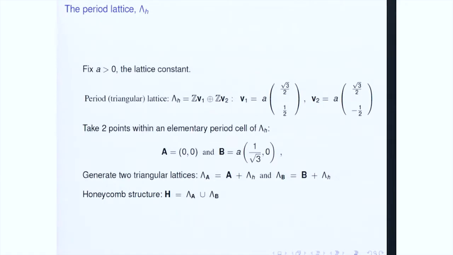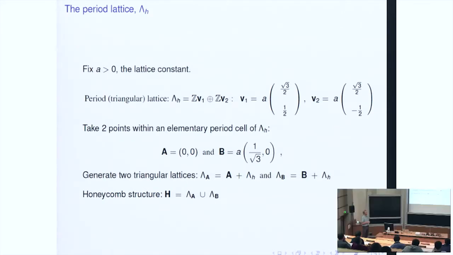Now, to get the honeycomb structure, what you do is you take 2 points, often denoted A and B, as base points, one at the origin, and then a point B, which is situated interior to the basic period parallelogram that's spanned by V1 and V2. So you take these 2 points, and then you look at the lattice with A and B as their base points. So you just take this triangular lattice emerging from A, and a second triangular lattice emerging from B. And the union of those 2 triangular lattices is called the honeycomb structure.